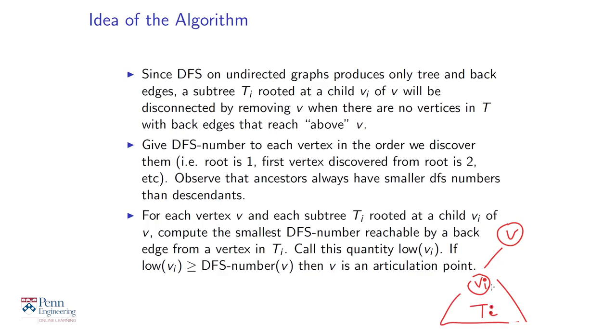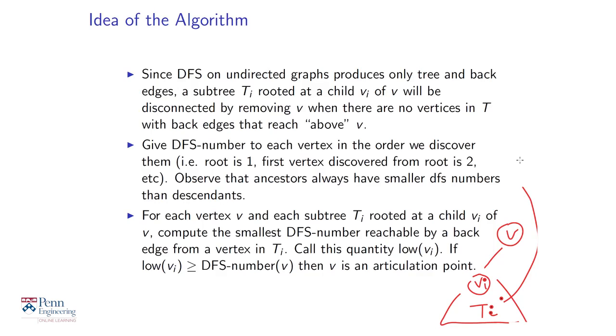So for each vertex V and each subtree Ti rooted at a child Vi, we compute the smallest DFS number reachable by a back edge. So maybe there's some vertex here that has a back edge all the way to here. And that would be a pretty small number. The higher you go up in the tree, the smaller the number. So we want to see how high do back edges reach from Ti. And we compute the smallest DFS number reachable by a back edge from any vertex in Ti.